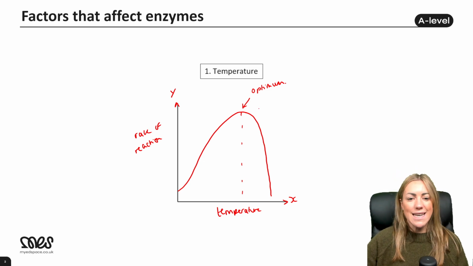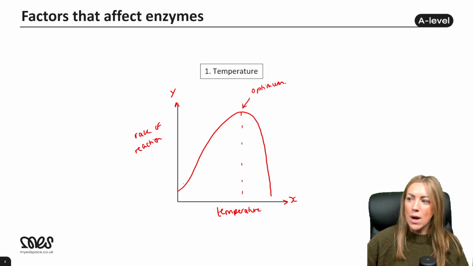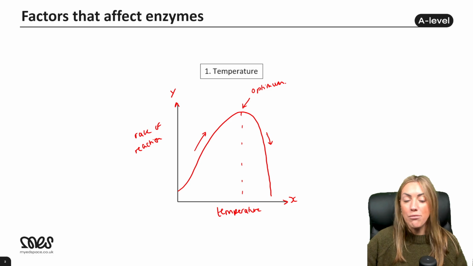And then either side of that, you can see as you approach the optimum temperature, so as you increase the temperature here, the rate of reaction is increasing up to the optimum temperature where you've got your fastest rate of reaction. And then beyond optimum, if you continue to increase the temperature, the rate of reaction is going to decrease quite rapidly, and it can fall all the way to zero rate, so no reaction at very high temperatures. So let's try and explain why this is.